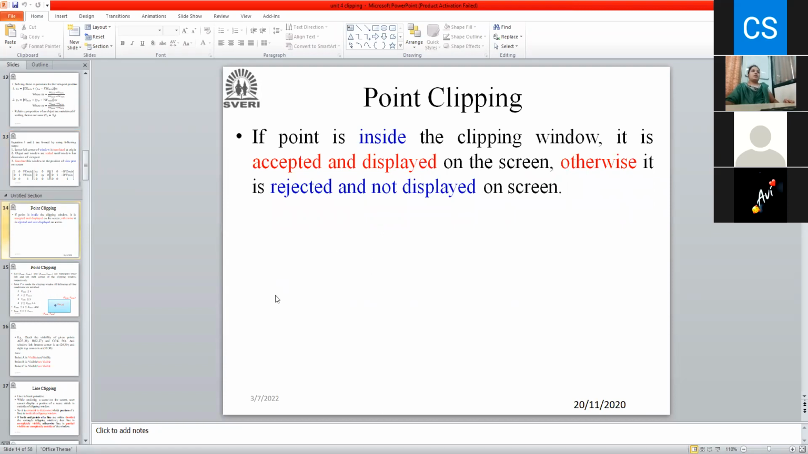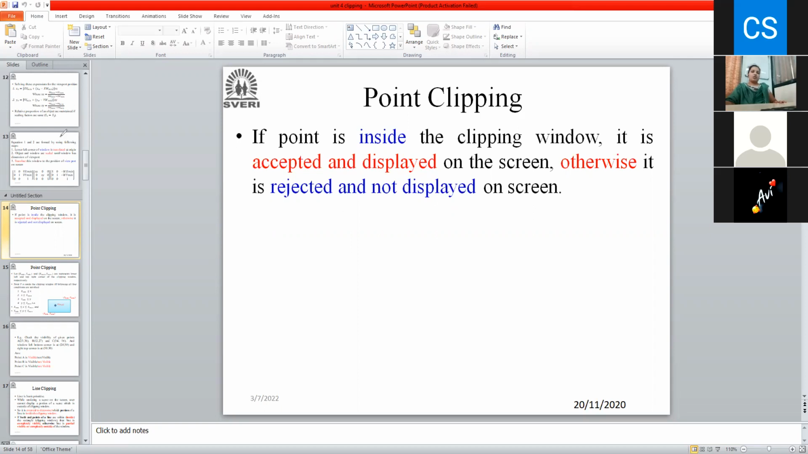And then we are starting with point clipping. Clipping basically has four types. First is point clipping, second is line clipping, third is polygon clipping, and fourth is text clipping. So we have a total of four types of clipping. Out of that, you have only line clipping in your syllabus. So let us revise the definition of clipping.